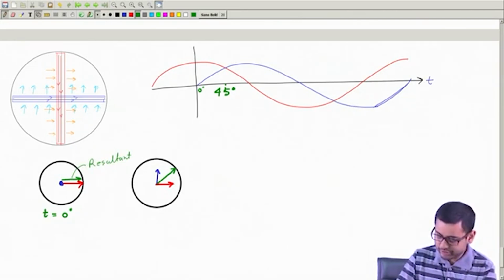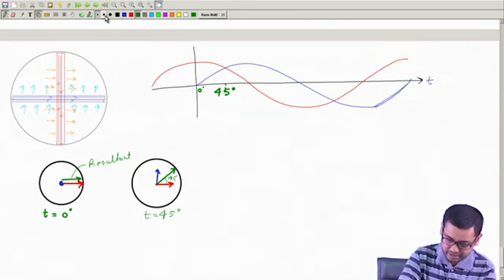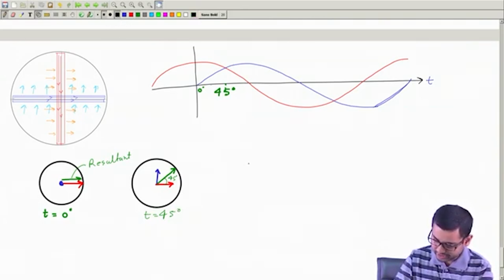So this green will be at an angle of 45 degrees. This is 45 degrees, because these two are the same. So this is at t equals 45 degrees.